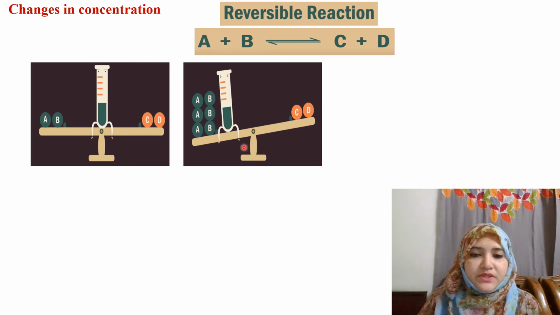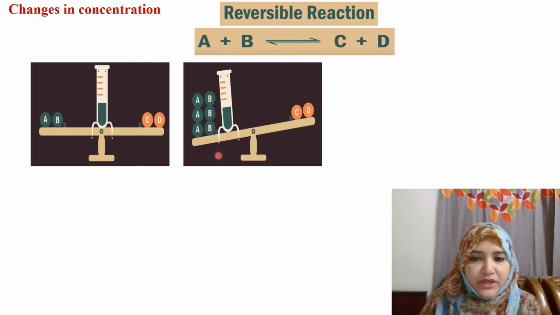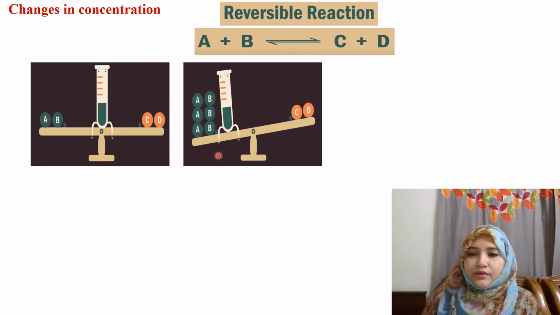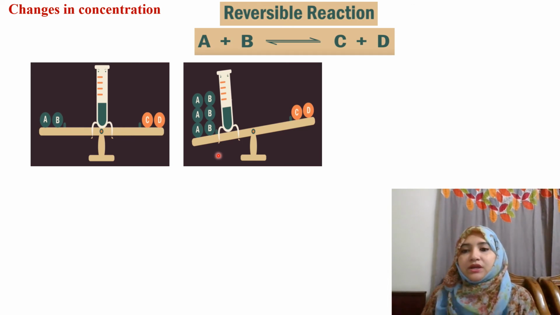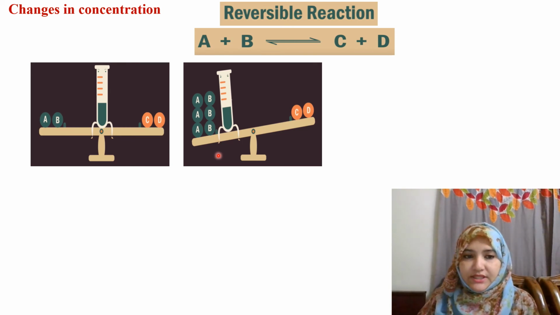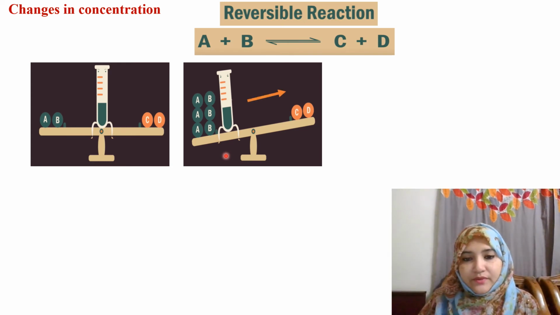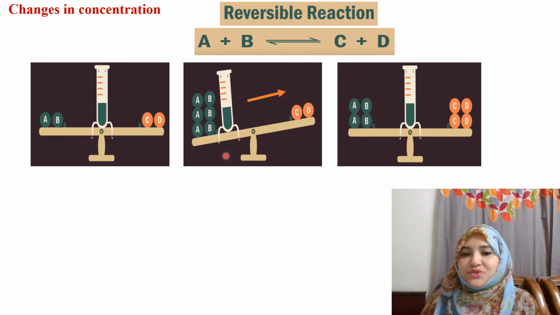Look at this picture. If we add more reactants A and B, then the system becomes stressed and is no longer at equilibrium. To counteract the stress, according to Le Chatelier's principle, the system has to reach equilibrium again, so the system forms more C and D in order to remove the excess A and B. Then the equilibrium shifts to the right.